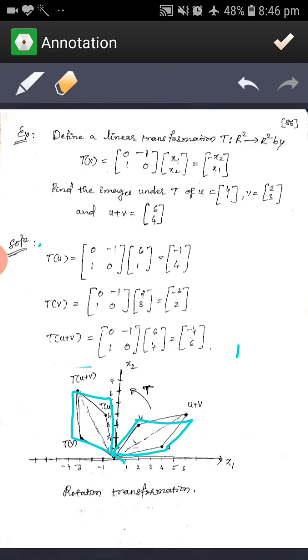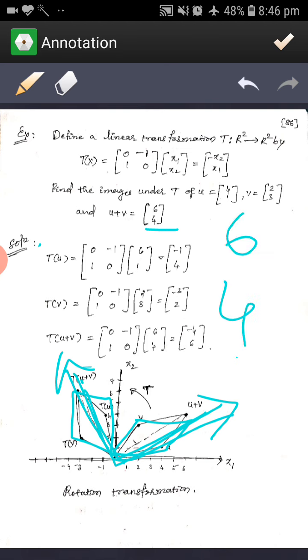If you see the diagram here, it is the 90 degree rotation after the transformation. You can see the values also: (6, 4) has become (-4, 6) after the transformation.